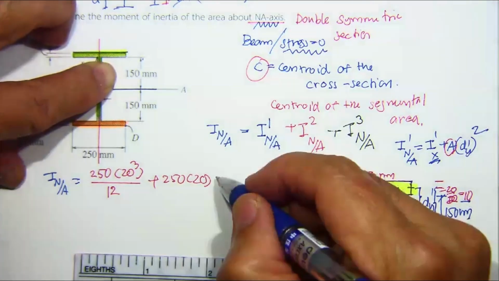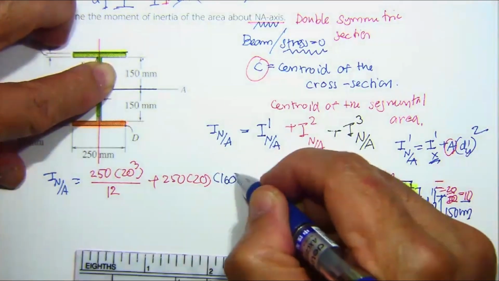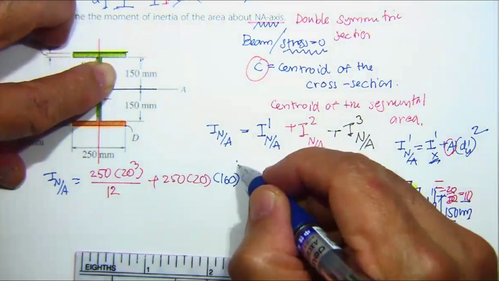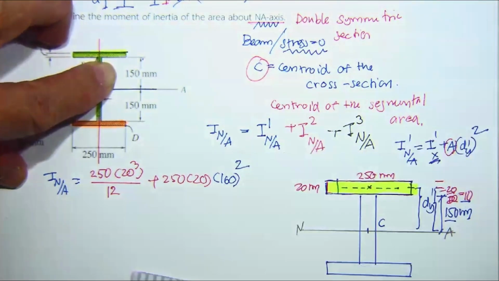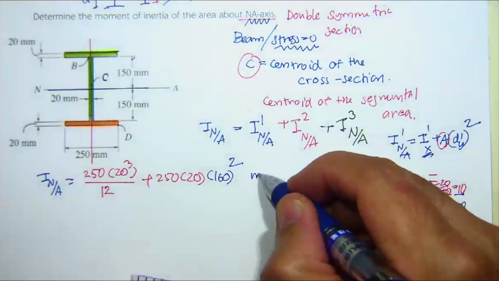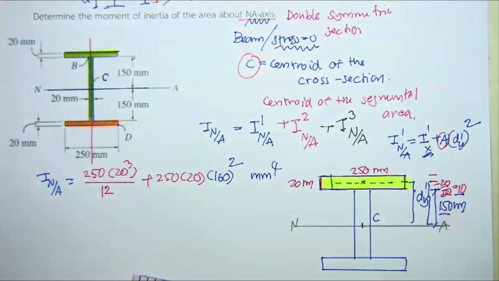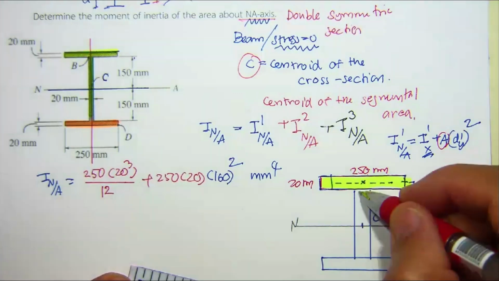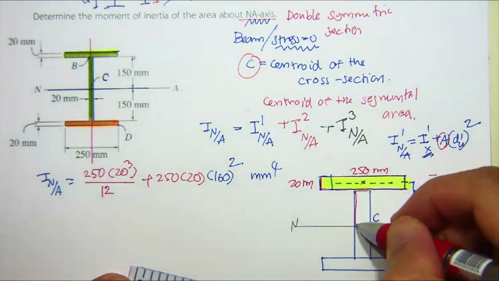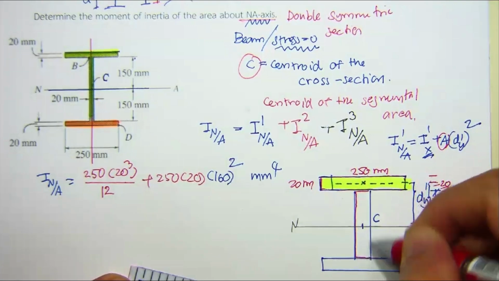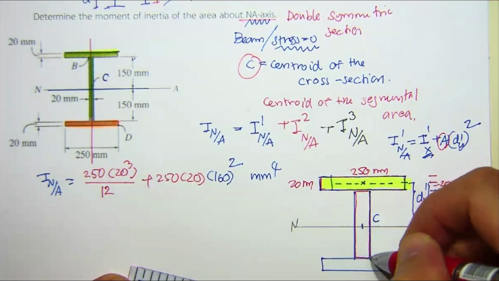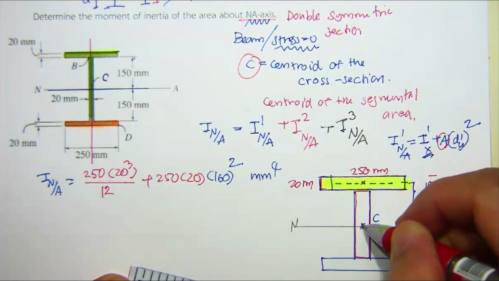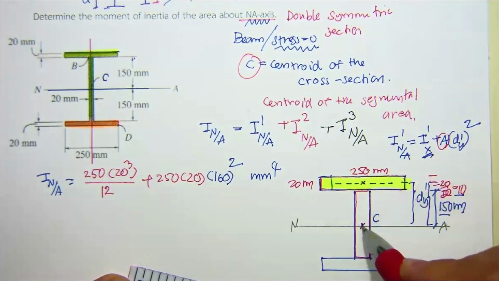Okay, you have this one for 160 and then AD square. All of this is going to be in millimeter power 4. Now, come to the second one. The second one is going to be this area. This area has its centroid the same as the cross-sectional area.